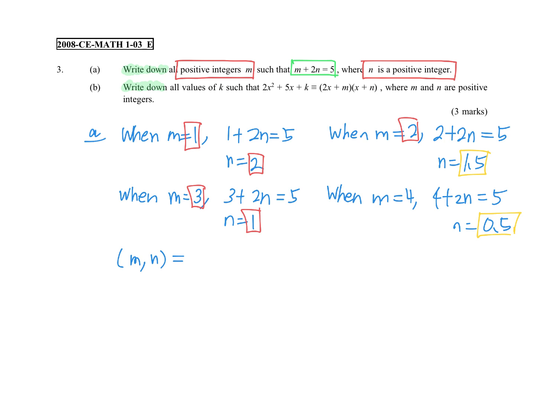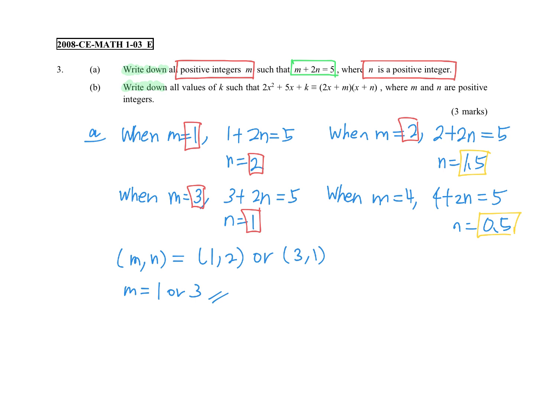So here the two ordered pairs (m, n) can either be (1, 2) or (3, 1). So that's why m equals 1 or 3. And that's why the question wants us to write down the answers directly.